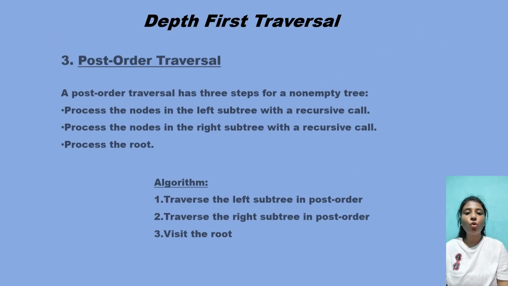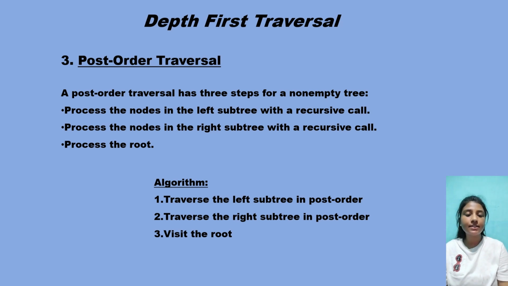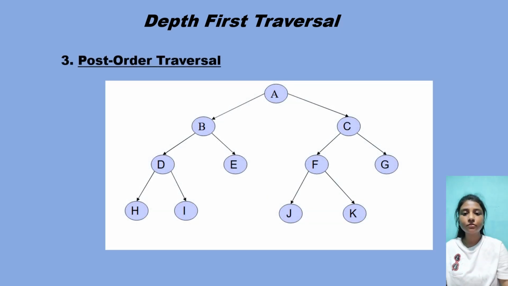Lastly, we have post-order traversal. This time we visit the left subtree, then the right, and finally the root. This is perfect for tasks like deleting all nodes or evaluating postfix expressions. So again, the algorithm is traverse the left, traverse the right, visit the root. Just remember the root comes last in post-order.